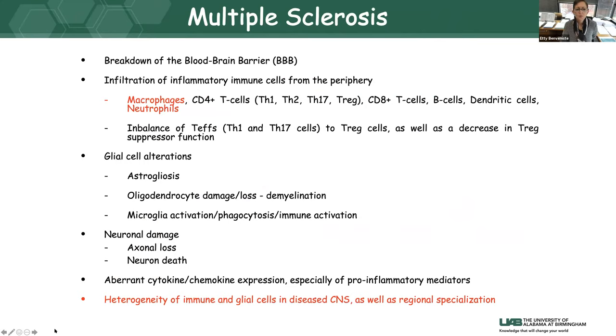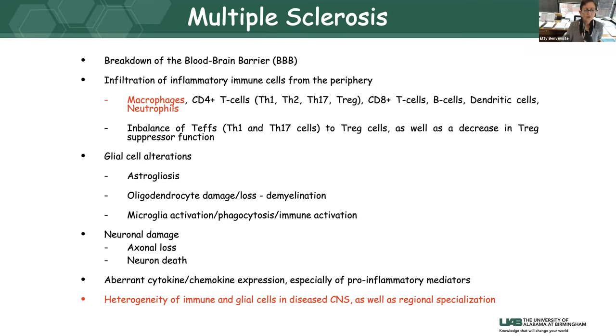So just to walk you through what we know about MS is that there is a breakdown of the blood-brain barrier and then an infiltration of inflammatory immune cells from the periphery. And you can see that many, both innate and adaptive immune cells infiltrate. And we're gonna focus the talk today primarily on neutrophils and a little bit on macrophages. In addition, MS patients have an imbalance of T effector or pathogenic cells, TH1 and TH17 cells, to T regulatory cells, which tend to provide immunosuppressive function. And these T regs also have decreased suppressor function.